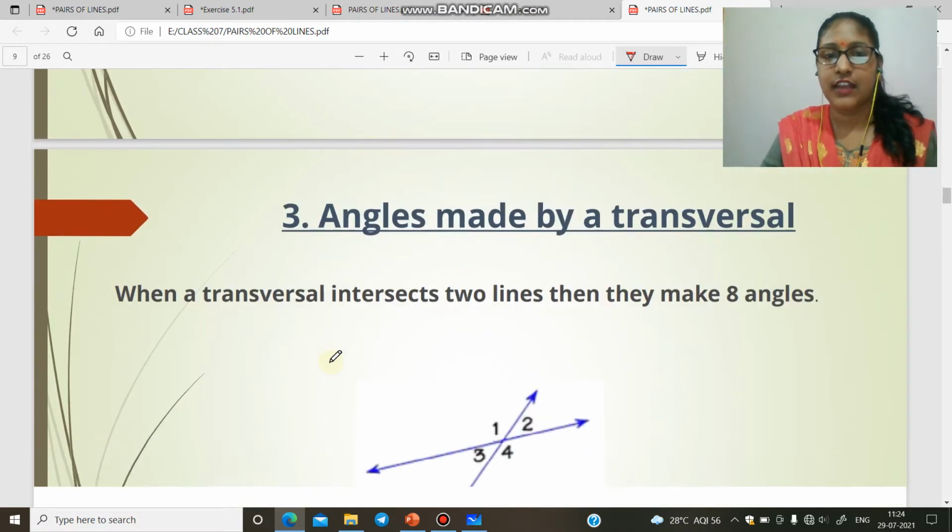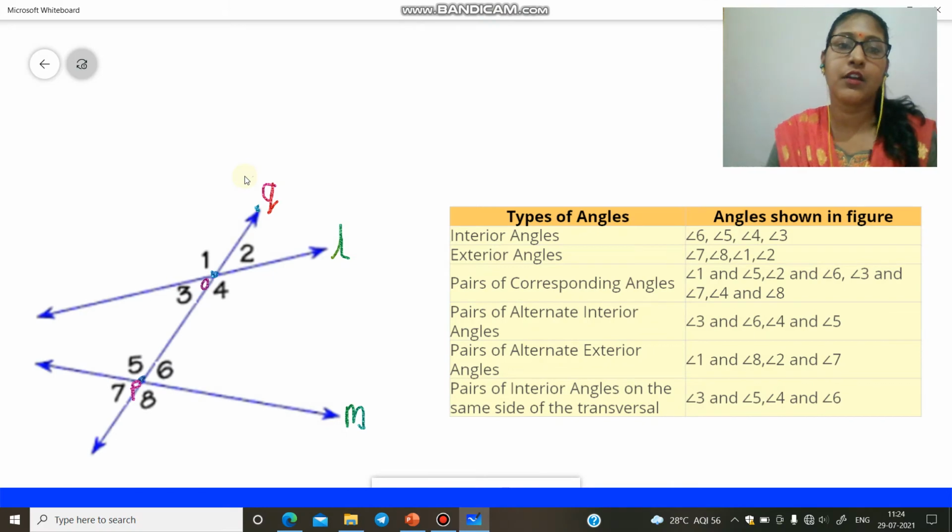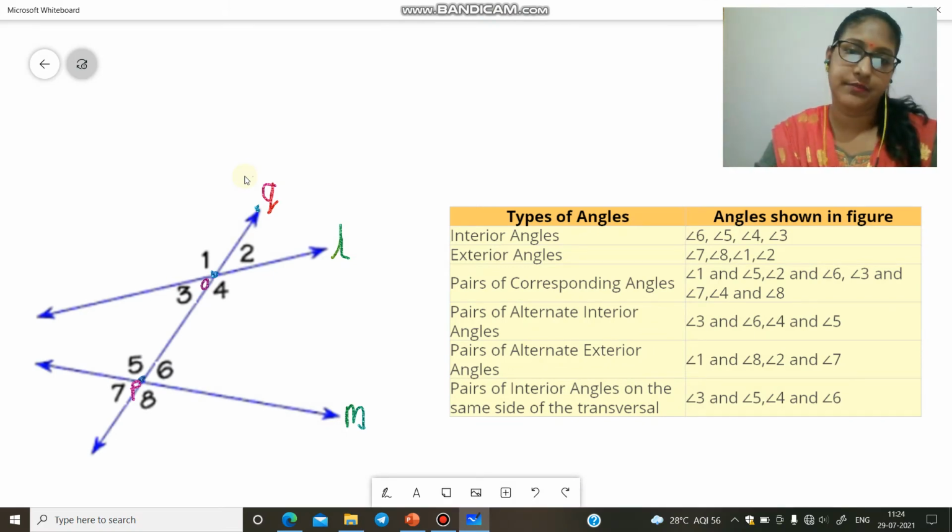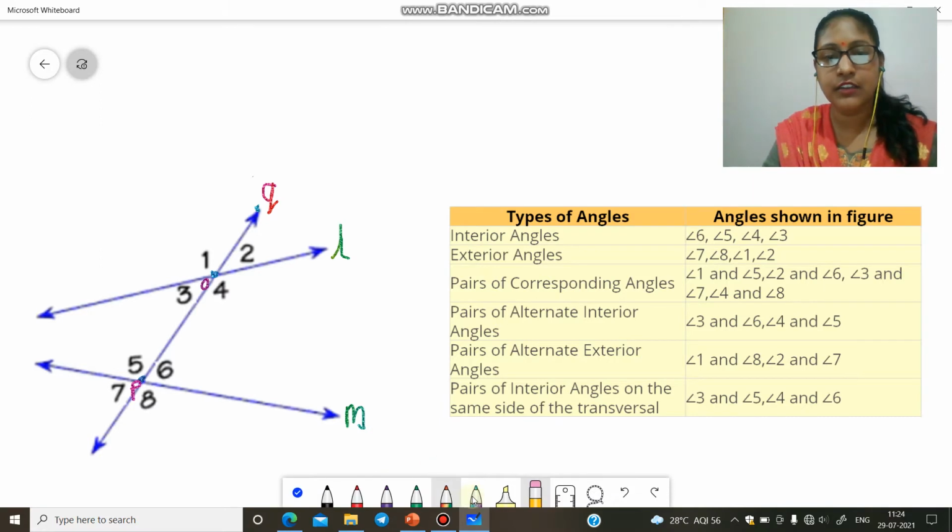Now we understand angles made by a transversal. Suppose we have two lines L and M intersected by a third line Q at two different points O and P. Then Q is the transversal of L and M, and at the points O and P there are 8 types of angles.